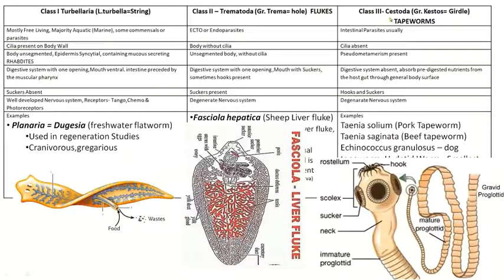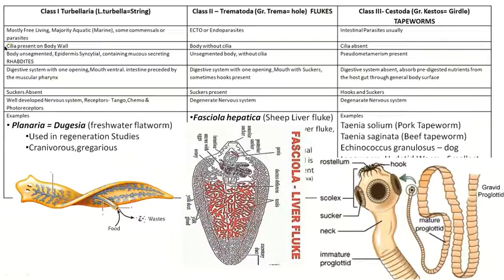Then class 3 is Cestoda. They are intestinal parasites. This is a question which is asked in competitive exams: the intestinal parasites, gut parasites, are included in which group? If the options are phylum Platyhelminthes and class Cestoda, the better option is class Cestoda.